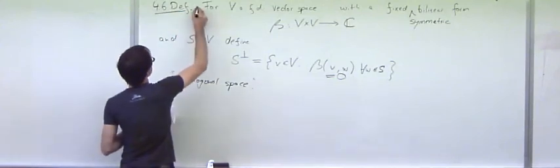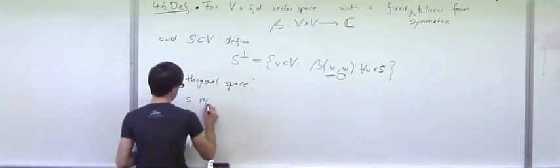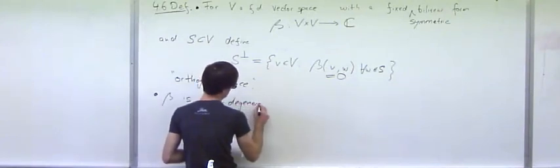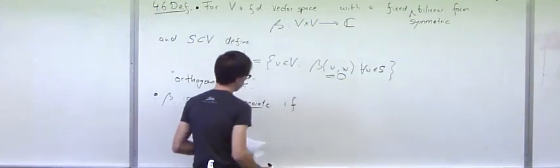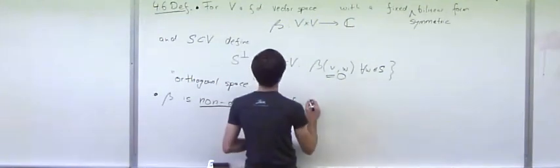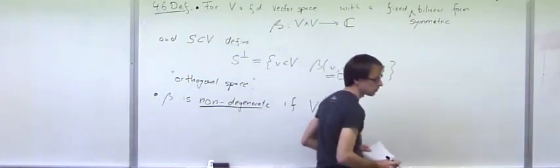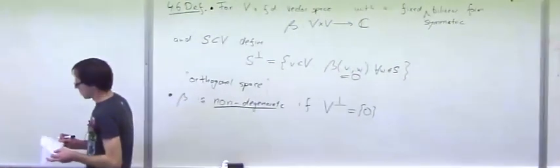And then there was this notion of beta being non-degenerate, if the space orthogonal to the entire vector space is just the 0 vector space. Is this a good opportunity? So let's make an example.